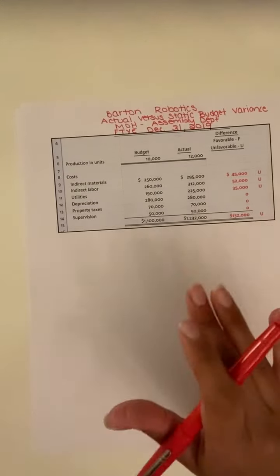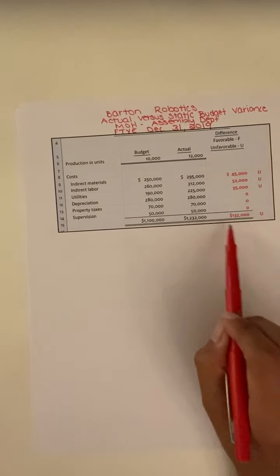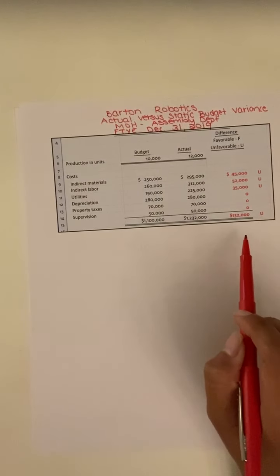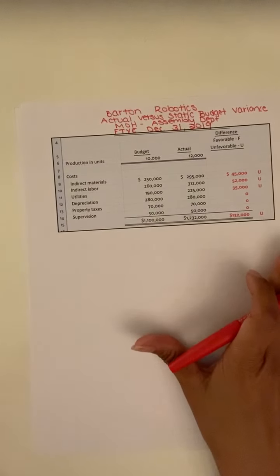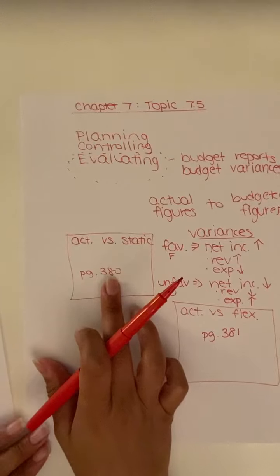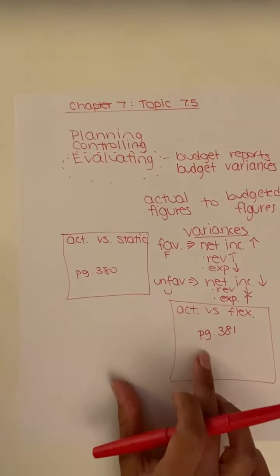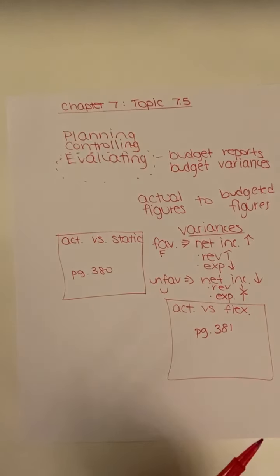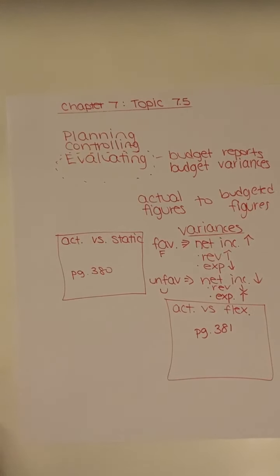Hello guys, welcome back. So we're continuing our example with Clint Barton and his robotics company. When we left off, he had just seen his actual versus static budget variance report. He was quite shocked to find this unfavorable variance because he thought he had done a really good job meeting the increased demand in units. So we were going to help him sort through this by turning the static budget variance into an actual versus flexible variance report. That's what we're going to do right now.